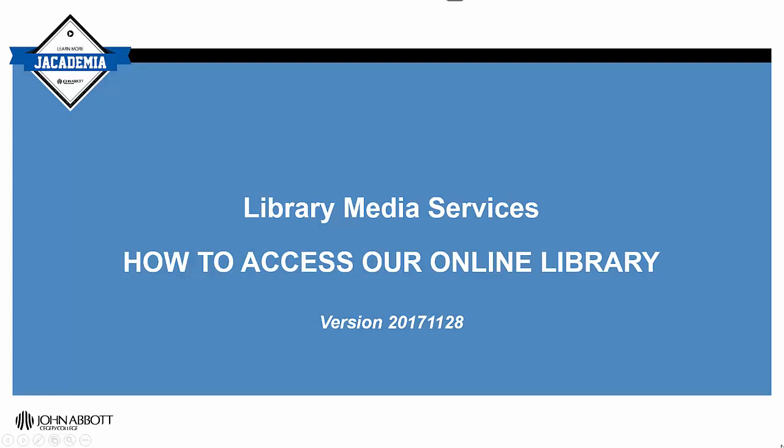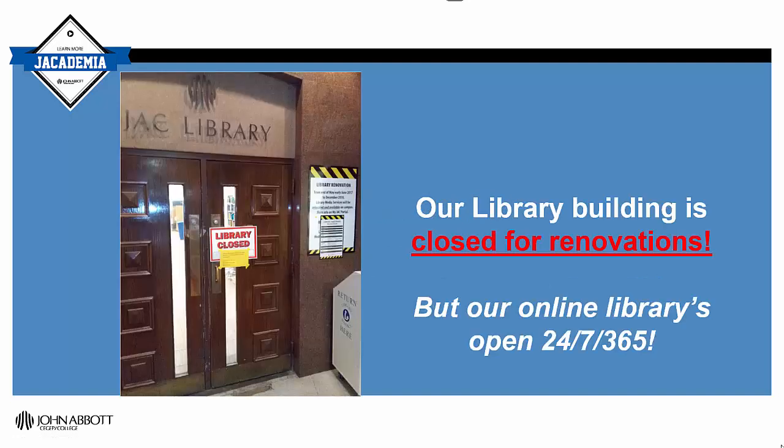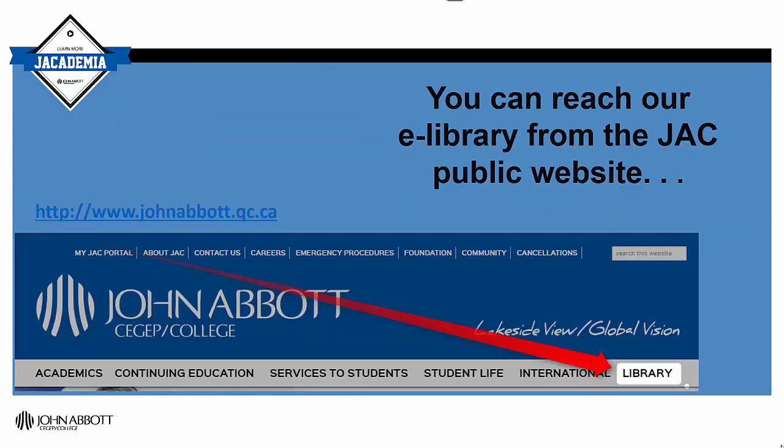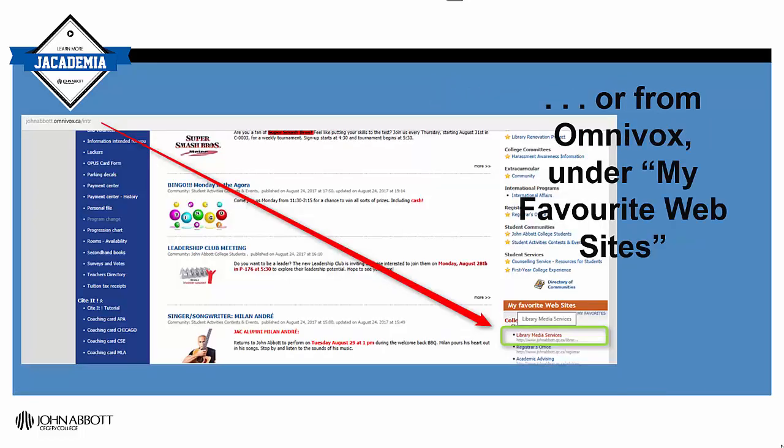JAC Library building is closed this year for renovation, but we have many online books, articles, and videos available to you on campus and off campus. Go to the library website from either the public John Abbott site or from your Omnivox account.